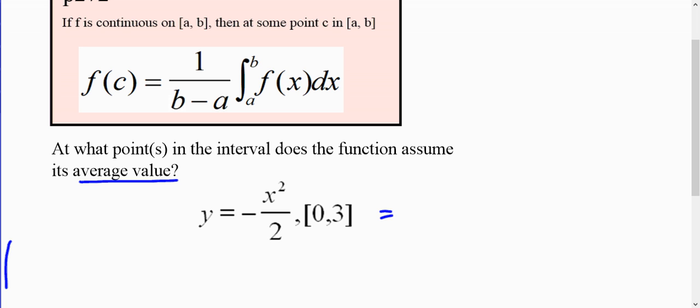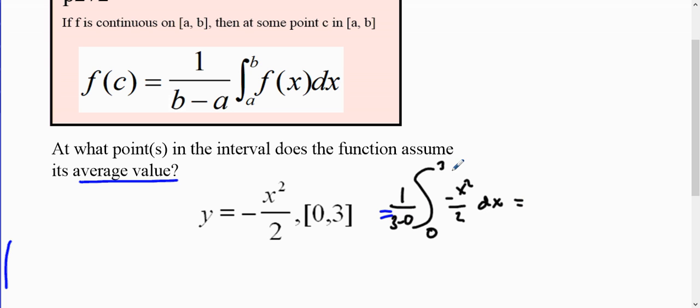We're going to set this up, and we're going to integrate this function y. So we're going to take negative x squared divided by 2, and we're going to integrate this from 0 to 3, dx, don't forget that. And now we're going to take the average value, so we're going to divide by 3 minus 0. We're going to find that first.